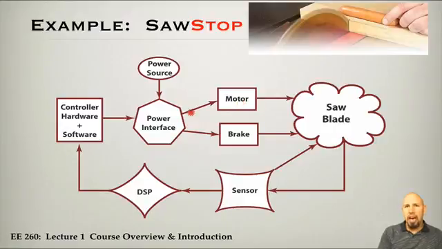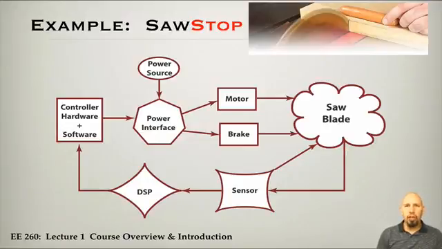When it's told to shut down, this connection is opened, and then this connection is applied, so the brake stops it. So basically, power is applied to either one or the other, not both at the same time. And so that's what the power interface does. And so this is an example of what's called a closed loop system.